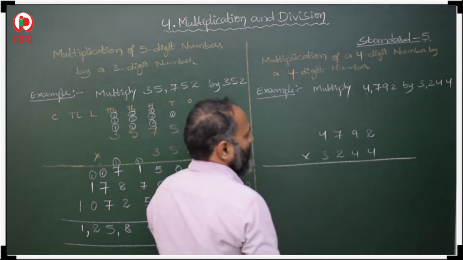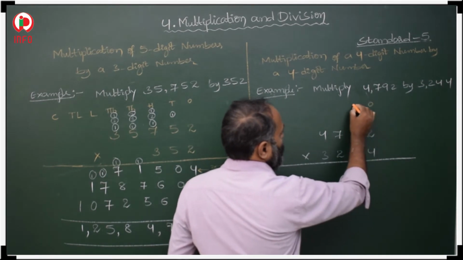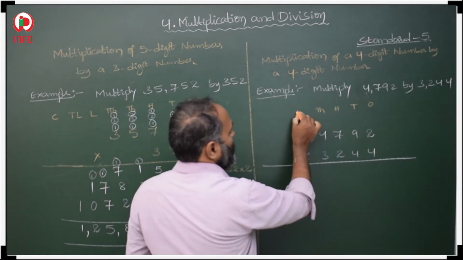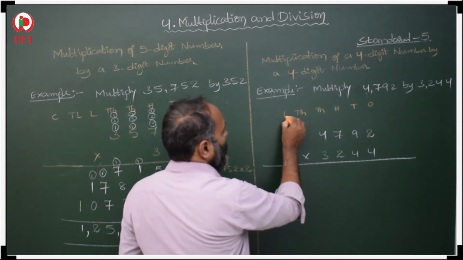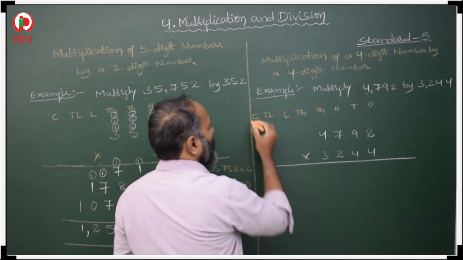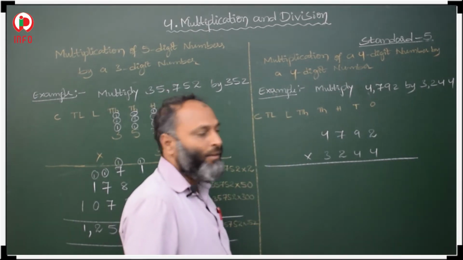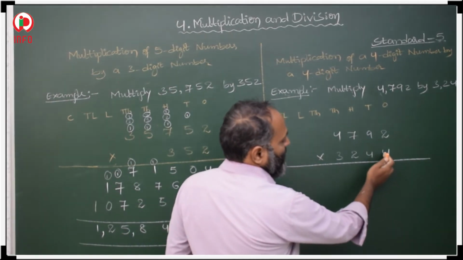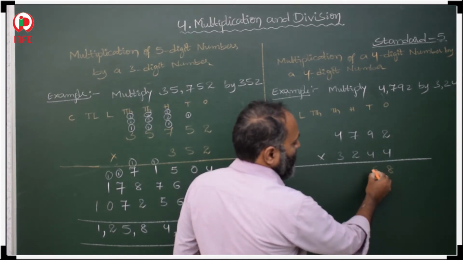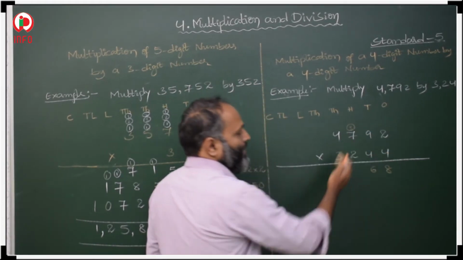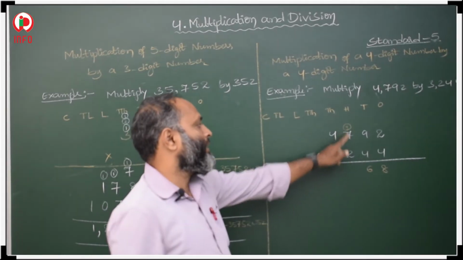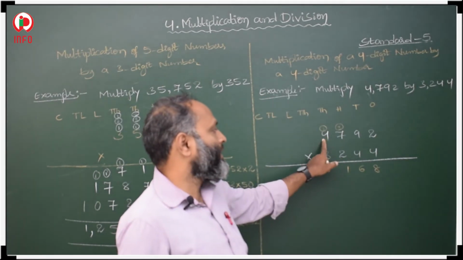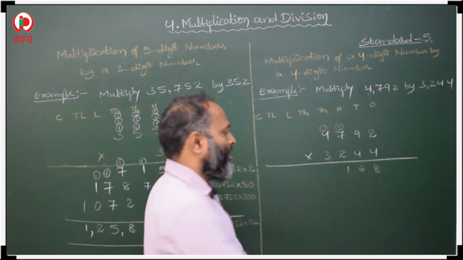Now place values: ones, tens, hundreds, thousands, 10,000, lakh, 10 lakh, crore. Note down first. Now you start multiplication with 4. 4 twos are 8, 8 in ones. 4 nines are 36, 6 in tens and 3 carried to hundreds. 4 sevens are 28, 29, 30, 31. 1 in hundreds and 3 in thousands. 4 fours are 16, 17, 18, 19. Total 19.